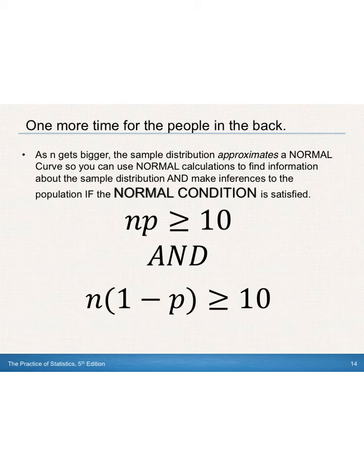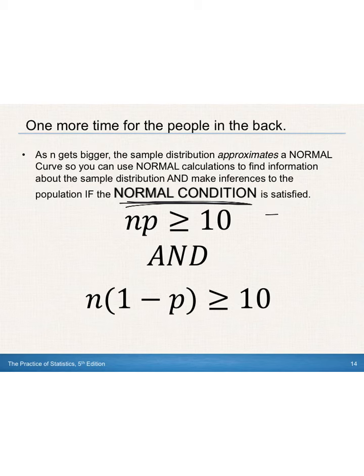Hopefully you notice in the Reese's Pieces example that a value of 10 was an important value for us to be able to see the distribution approximate normal. So that has been solidified into a rule called the normal condition. And so if you can calculate these things and you find them to be true, then you can go ahead and consider the sample distribution as normal and make inferences about the population, but only if this condition is satisfied.